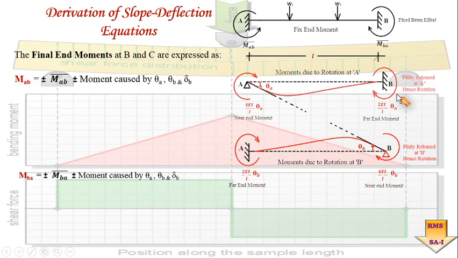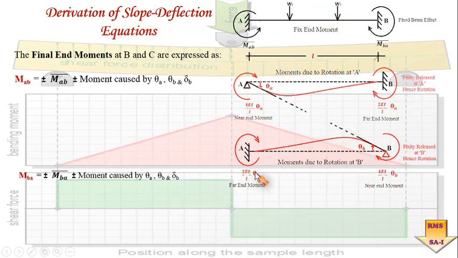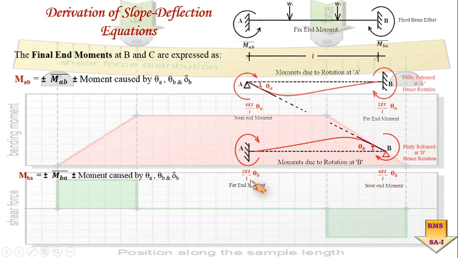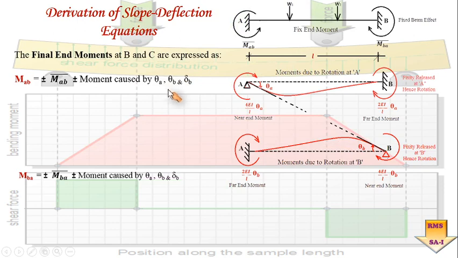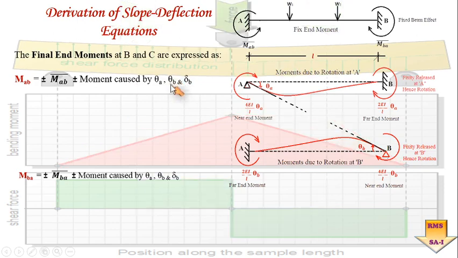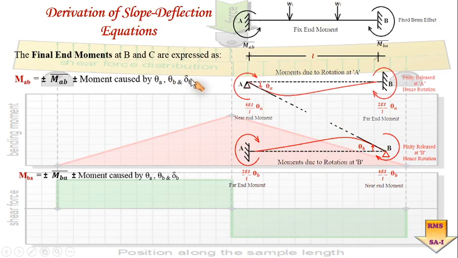So as what happened in the earlier case, half will be transferred to the far end. So 2EI by L into theta B, which is called a far end moment. Is it okay? So this is due to the rotation occurring about point B. Now let us take the final displacement happening into this.